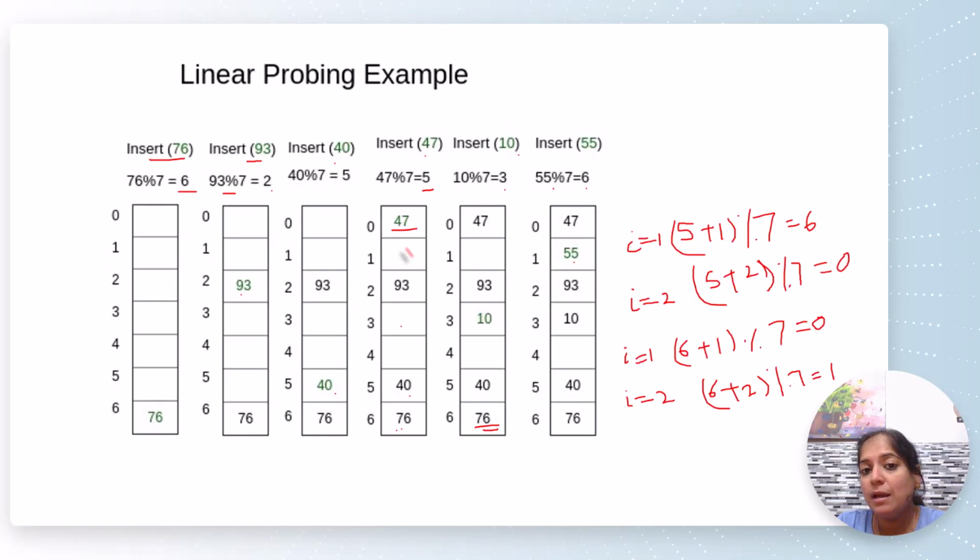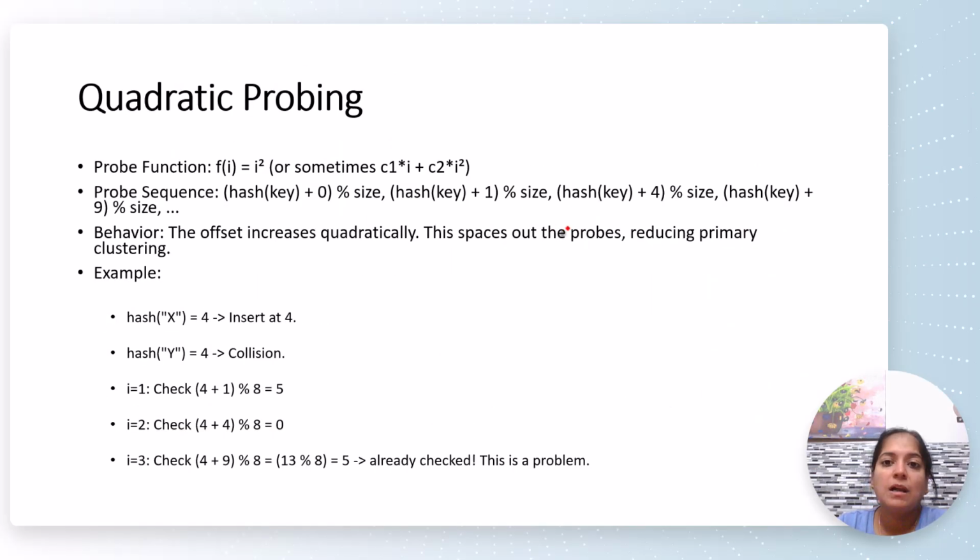Because in linear probing, if this slot is occupied, for example, we go to the next available slot, then the next available slot, and the next available slot. So it forms a cluster of values by looking at the next available slot. To avoid this problem, we use quadratic probing.